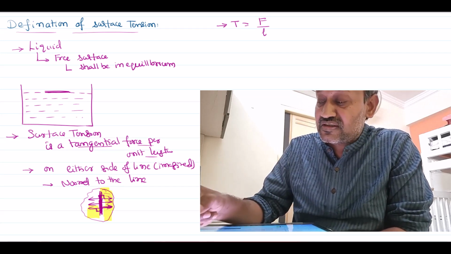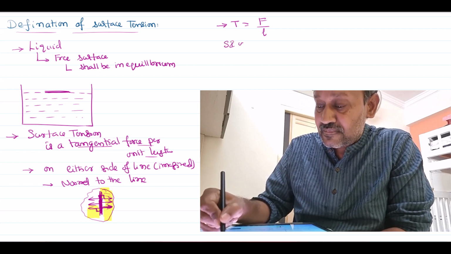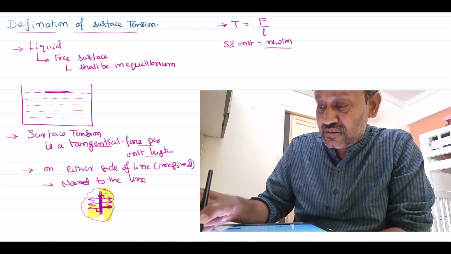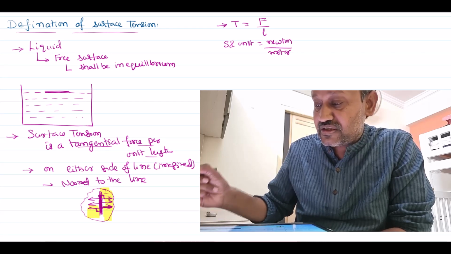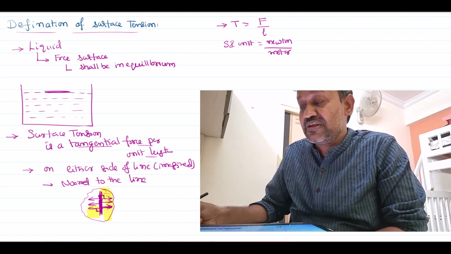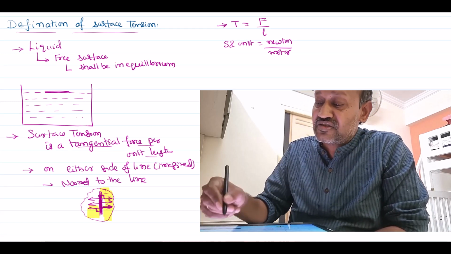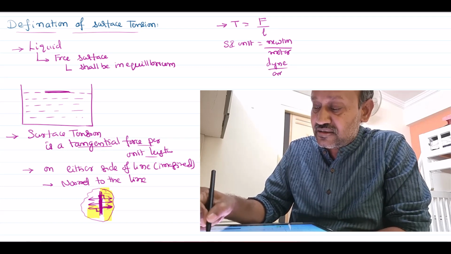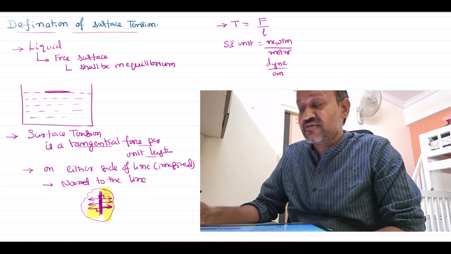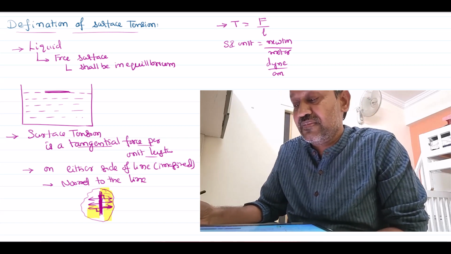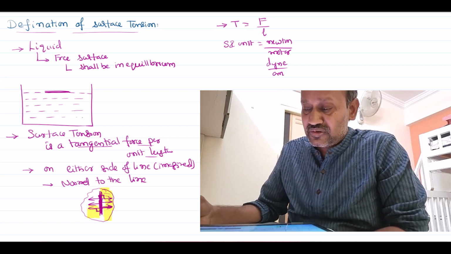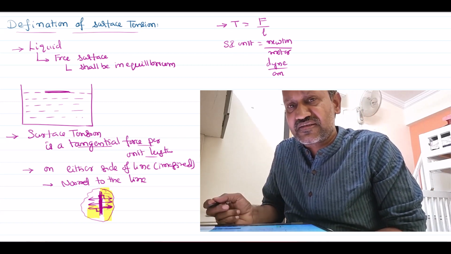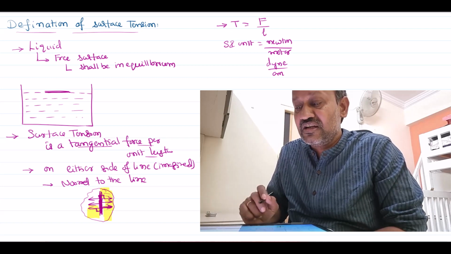So if you want to know what its SI unit is, force is measured in the unit Newton, length is measured in the unit meter, so its SI unit is Newton per meter, right? Or its CGS unit: force in the CGS system is measured as dyne, length is measured in centimeter, so the other way of saying the unit is dyne per centimeter. So if you want to convert the surface tension value from the SI system to the CGS system and vice versa, how do you convert that?